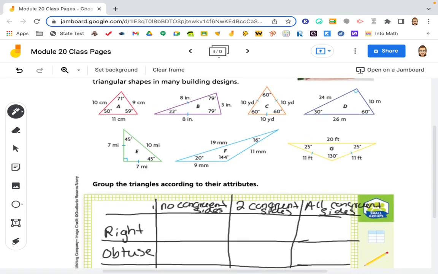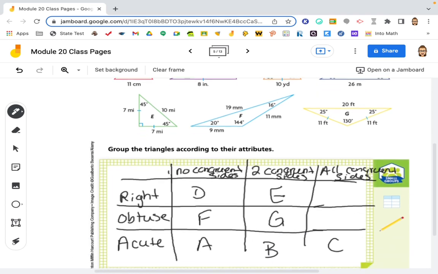Then D has a right angle with no sides that are congruent. E has a right angle with two sides that are congruent. F has an obtuse angle here and no sides that are congruent. And G has two sides that are congruent and an obtuse angle. So it goes there.